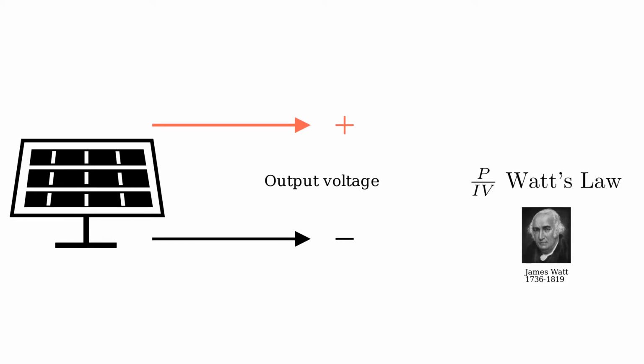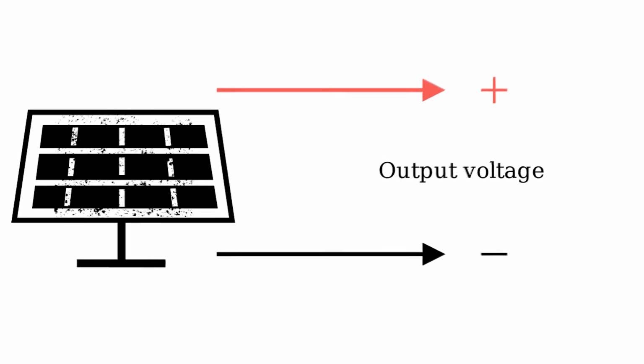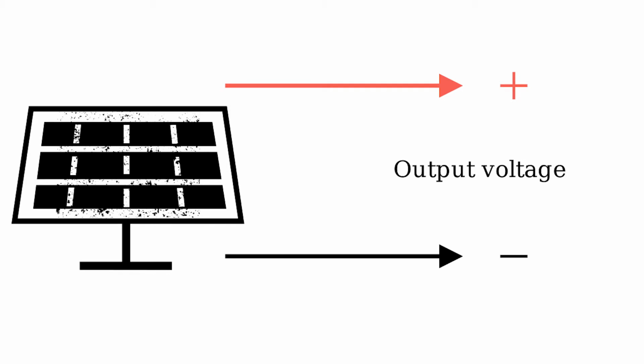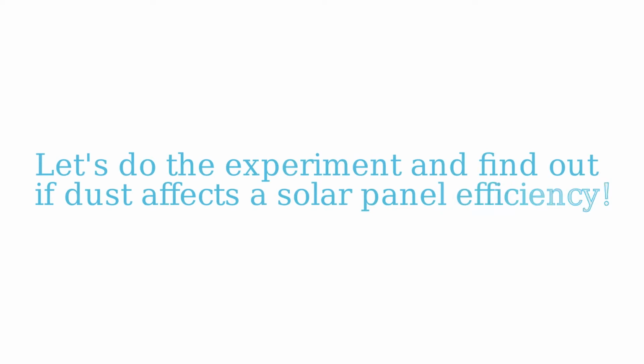So what do you think would happen if there's some dust on the solar panel? Probably the output voltage will drop down, and therefore the power output will drop down as well, which will mean we're losing money because we're getting less energy out of that panel. So let's do the experiment and see what results we get.